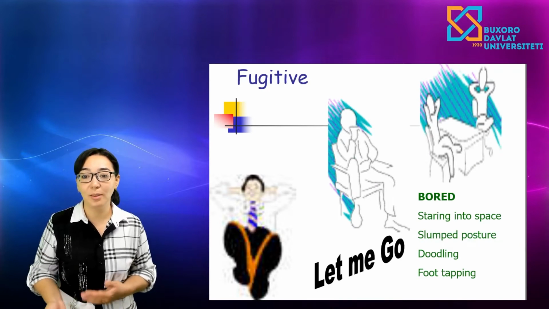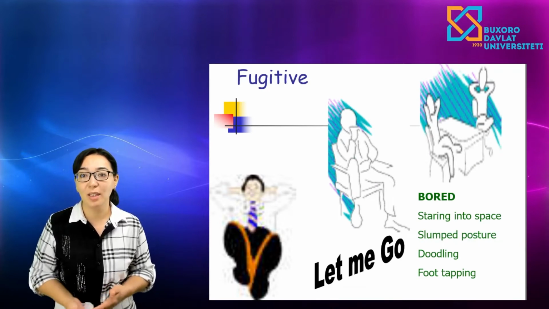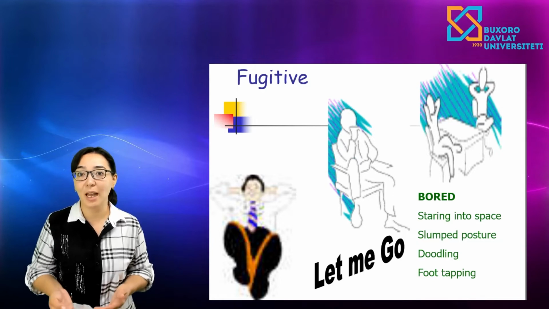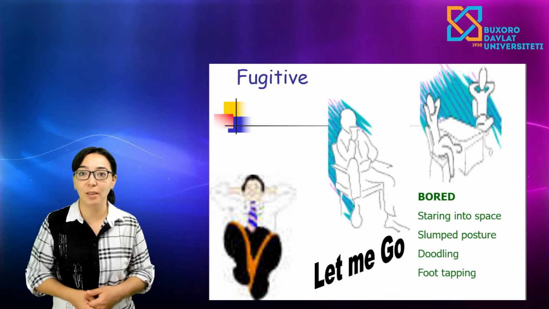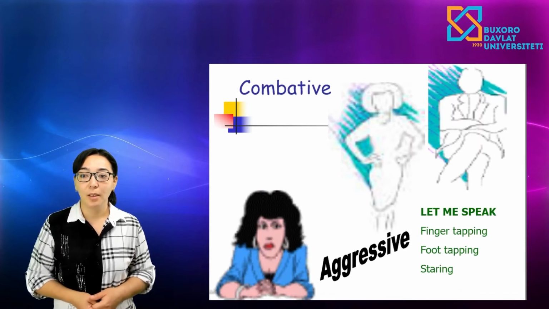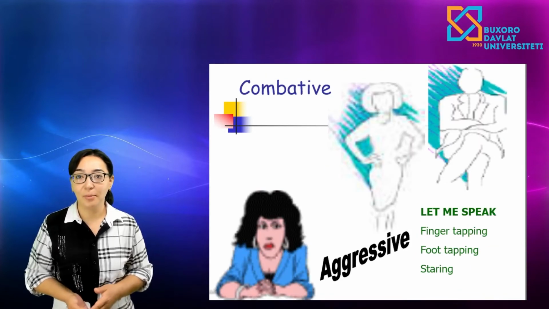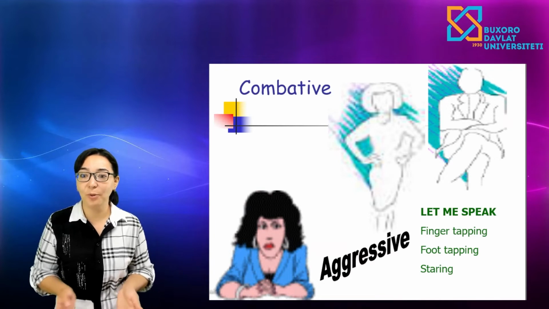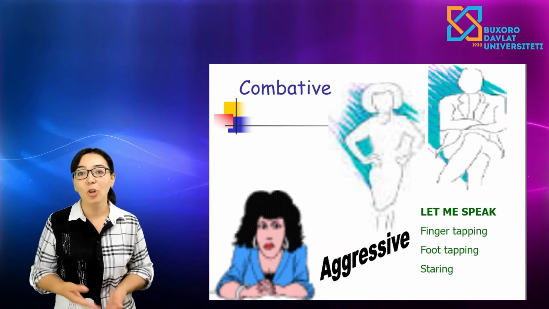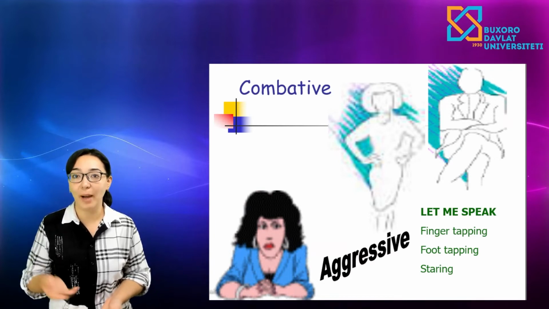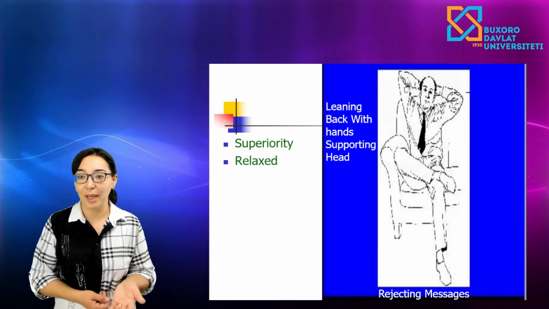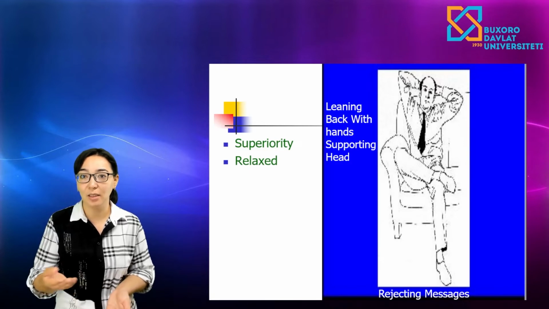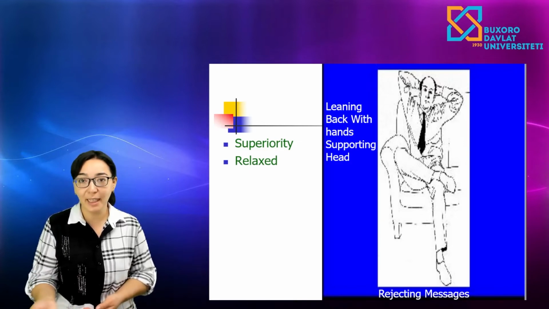Figurative: bored, staring into space, slumped posture, doodling, or foot tapping. They are the figurative mode. Combative mode, for example, finger tapping, foot tapping, staring. They are the combative mode of body language. Now here you can see the picture: leaning back with hands supporting the head. It refers to rejecting messages.